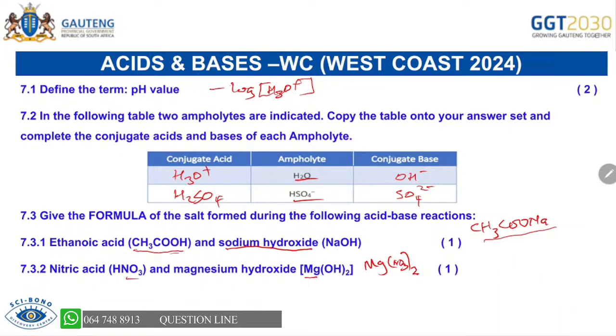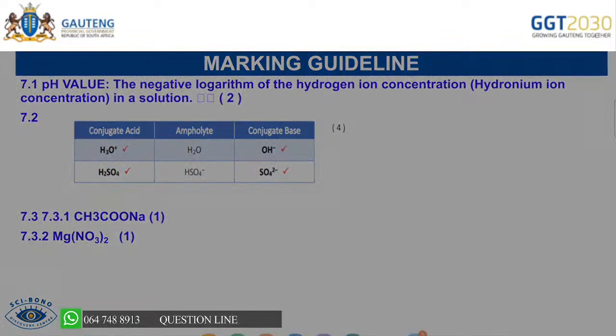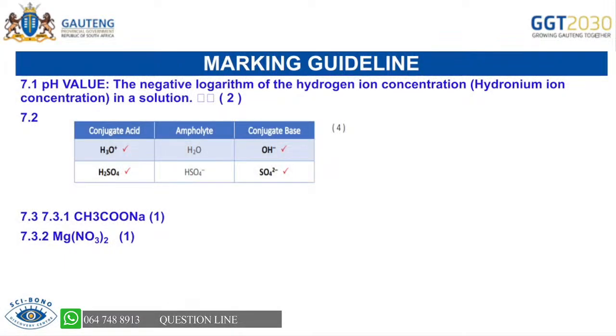And then if we move to the next, that is the solution, which is definitely what we dealt with. We're able to define the pH value. We said it's the negative logarithm of the hydrogen ion concentration in a solution. Then you're able to get your 2 marks there. And then there was a question of writing the salt. It's CH3COONa and Mg(NO3)2 there.